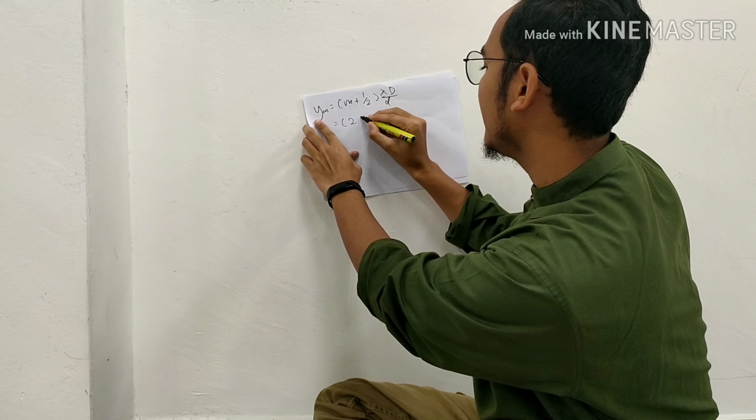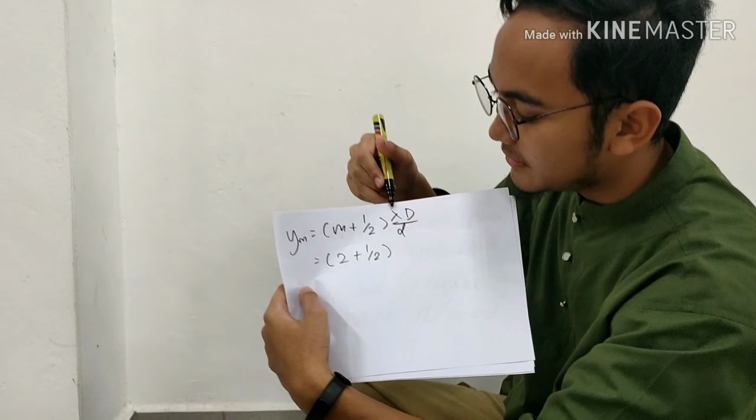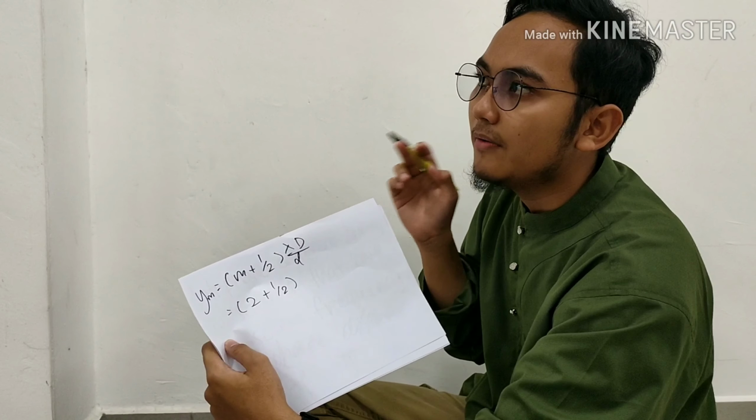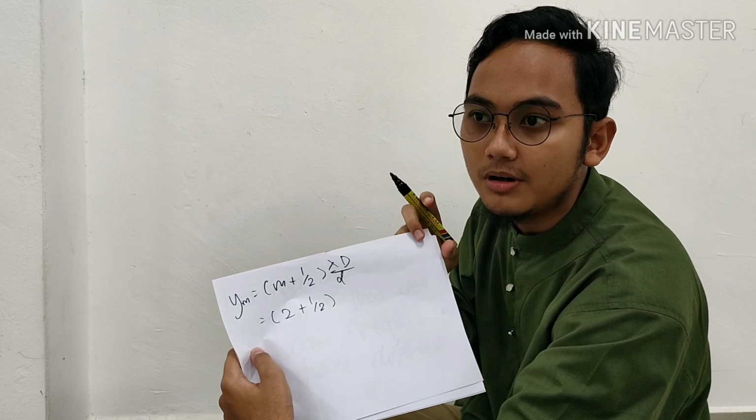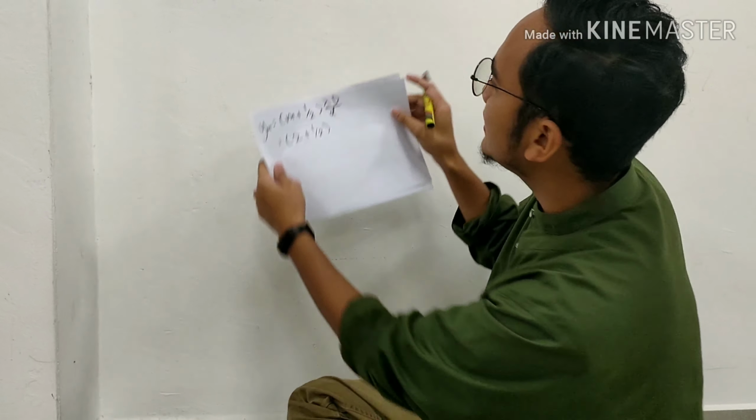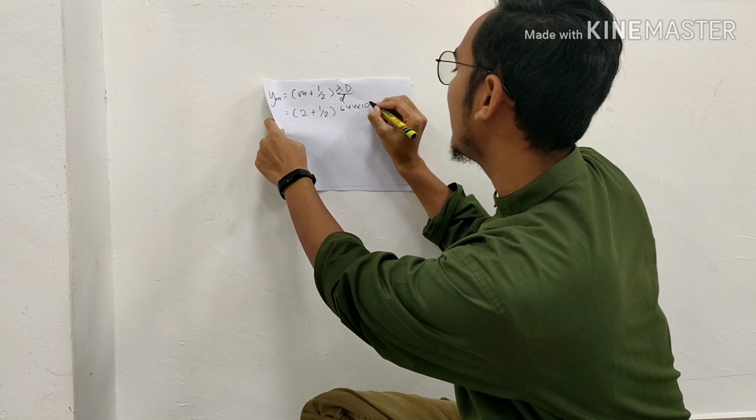n is 2, plus half, close the bracket. And what does this lambda stand for? It is the wavelength of the red light. The wavelength given was 644 nanometer, so we have to convert it into meter. We convert it into 644 times 10 to the power of negative 9.